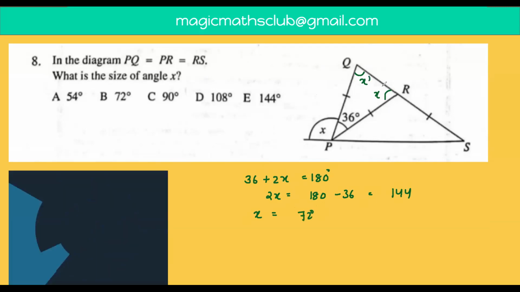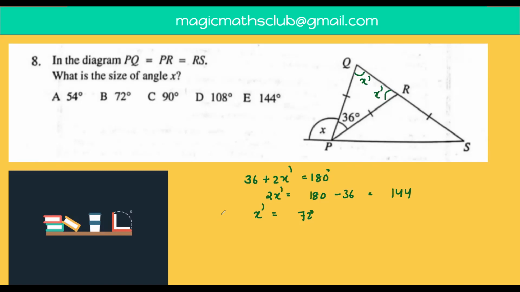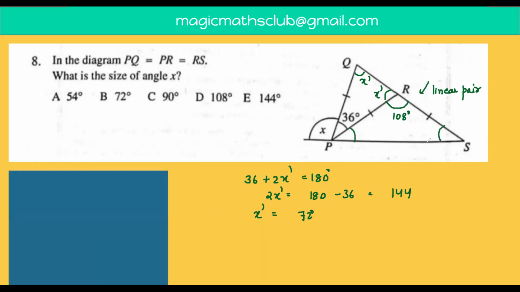So let's take this one as X dash, otherwise there will be chances of confusion. So X dash is now my 72 degrees. So definitely this one will be how much? If X dash is 72 degrees, this one is 108 degrees, because you can say linear pair or angle in a straight line, right? So now this is 108 degrees, and again they say these are equal.